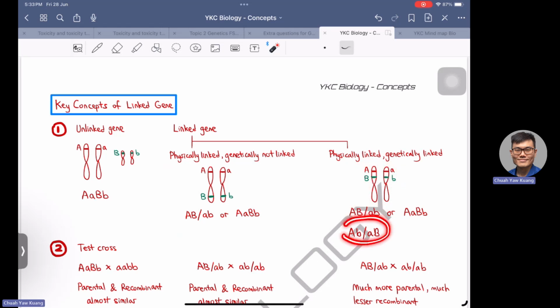And if the parent has this genotype, one big A and one small b here, then one small a and one big B here, so it is a different type of genotype, then the offspring with both dominant traits and both recessive traits will have a lower ratio. So that is the key for us to differentiate when you face questions related to linkage and asked to find the genotype of the parents. That is the first part of the concept.